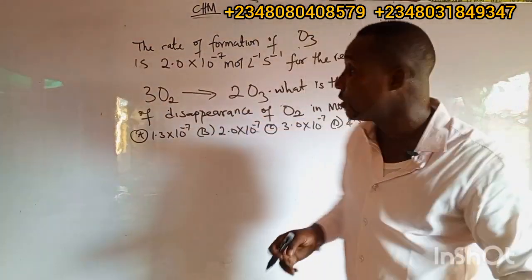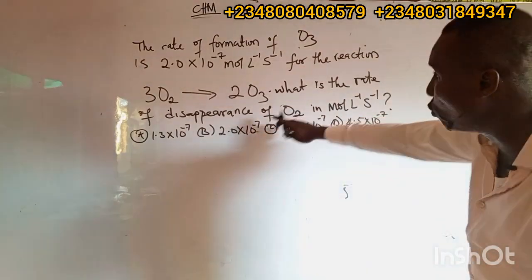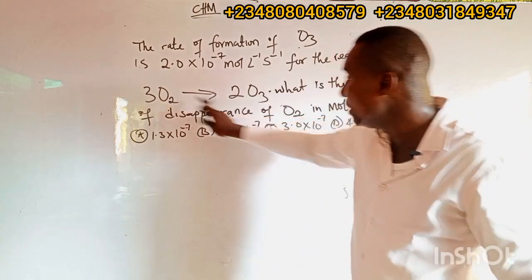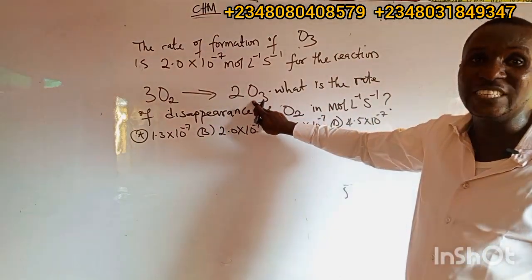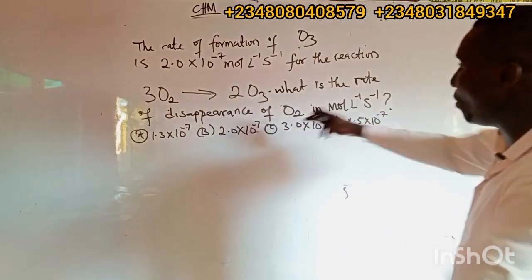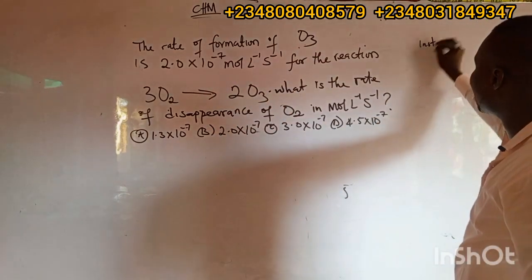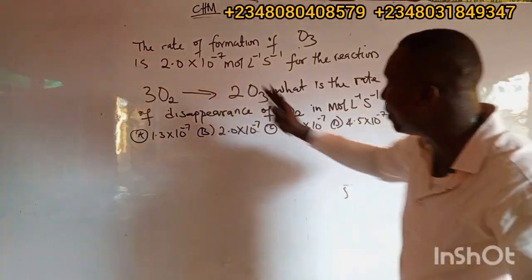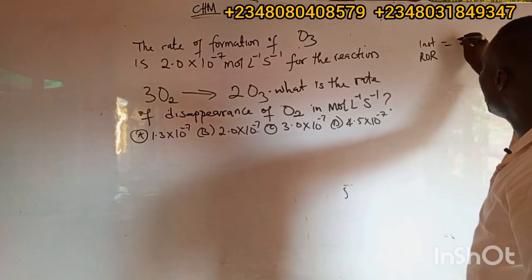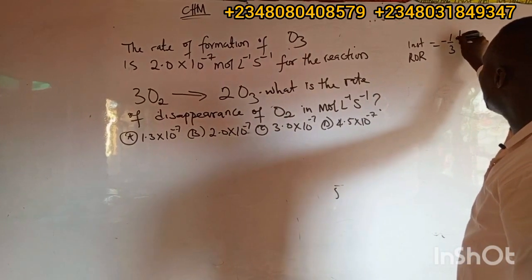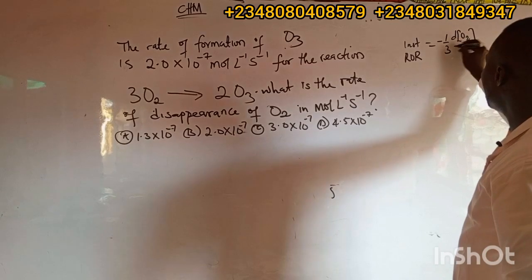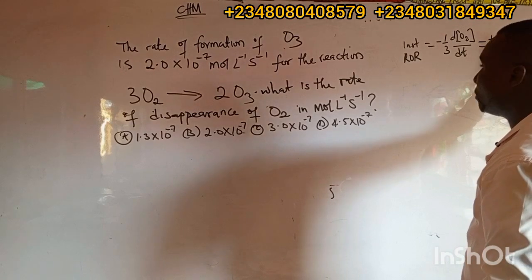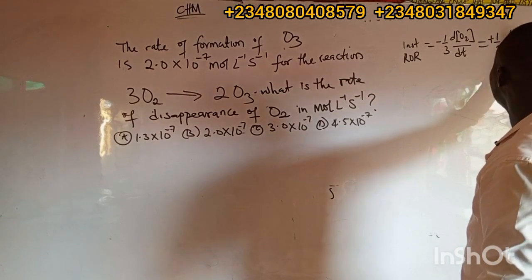They want you to calculate what? The rate of disappearance of O2 according to this. O2 is the reactant, the one that disappears. Ozone is the one that is formed, appearance, formation. Therefore, the instantaneous rate of reaction is, minus 1 over 3 dO2/dt, equal to, for the product, plus 1 over 2 dO3/dt.